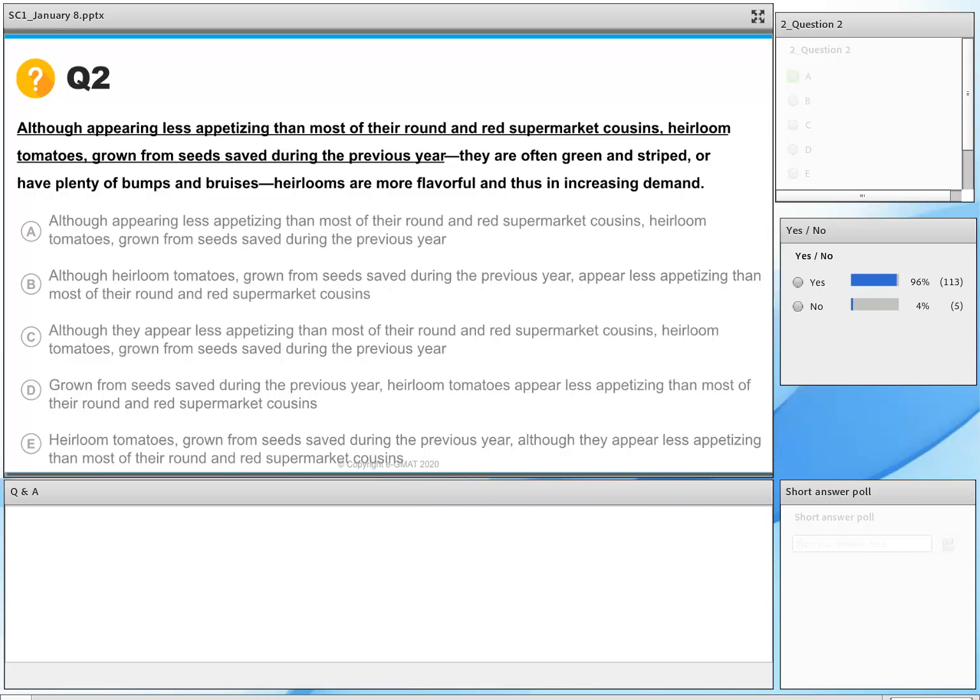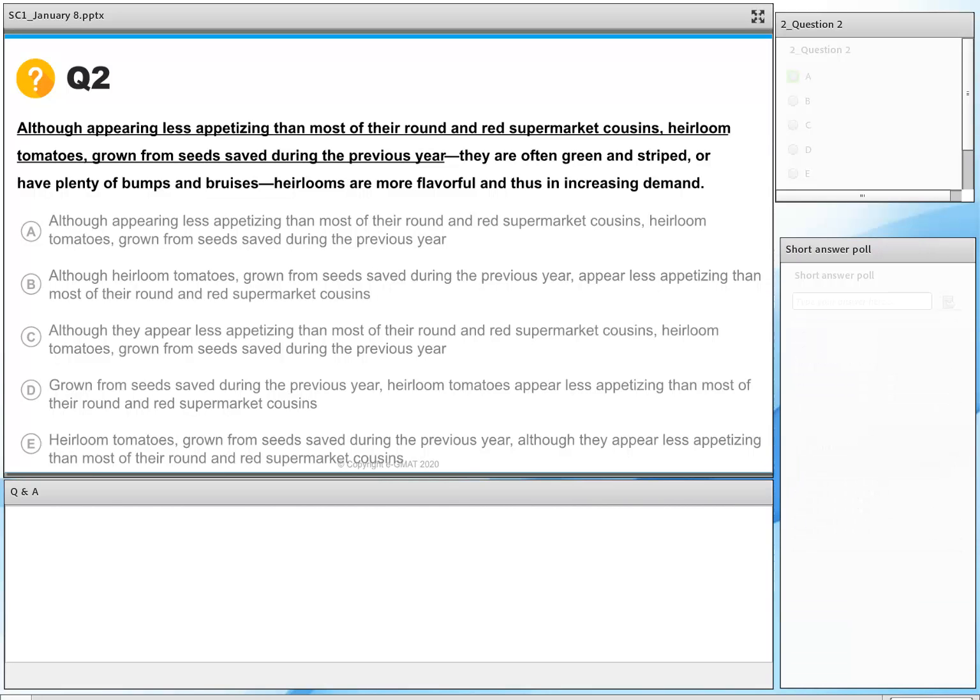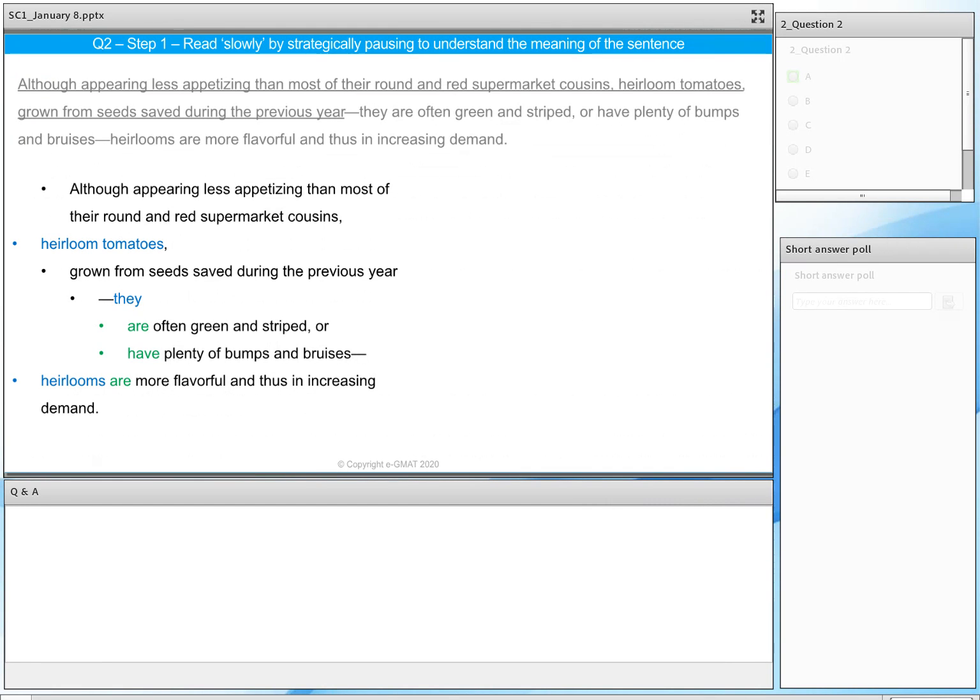I'm going to move this yes/no poll out of here. I'm going to pull up this short answer poll. Stretch your fingers out. I'm going to make you do some typing here as we discuss this one. So first step, reading slowly through the sentence, really spending the time up front extracting the meaning. I'm going to open this so you guys can type some answers in there as I ask questions.